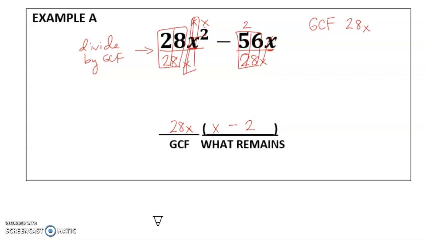Okay, so that's one way to think about it. If I were to multiply this back together, 28x times x would be 28x squared. And then 28x times negative 2 would be negative 56 times x. And that's what we're doing when we're factoring. We're creating this multiplication problem that gives me this as the result. Okay, that's what factoring is.